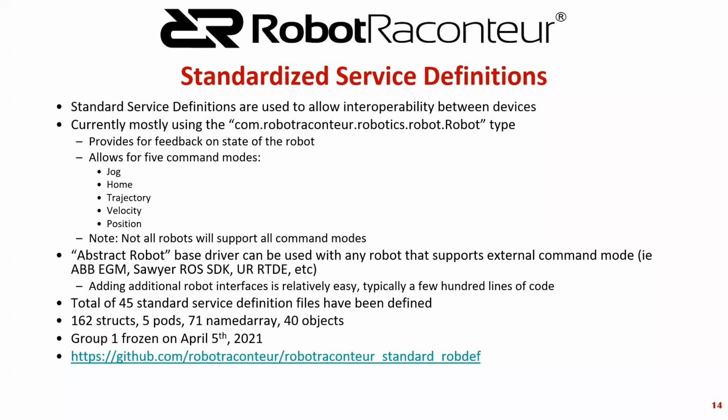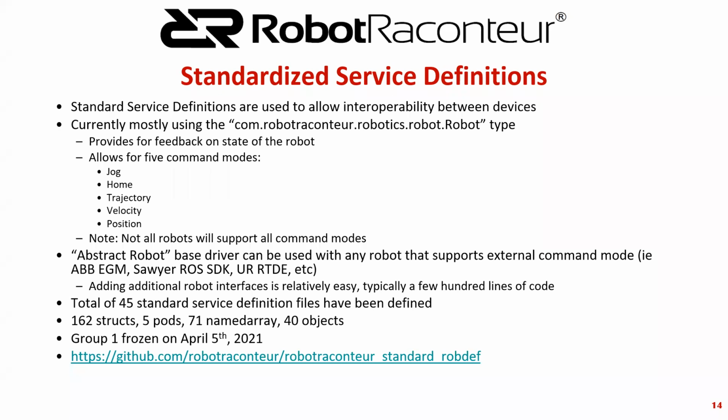So this basic controller is based on an abstract robot, which implements a robot type. And it allows for 5 command modes, which are jog, home, trajectory, which will execute an arbitrary path, velocity control mode, and position control mode, which are both real time.